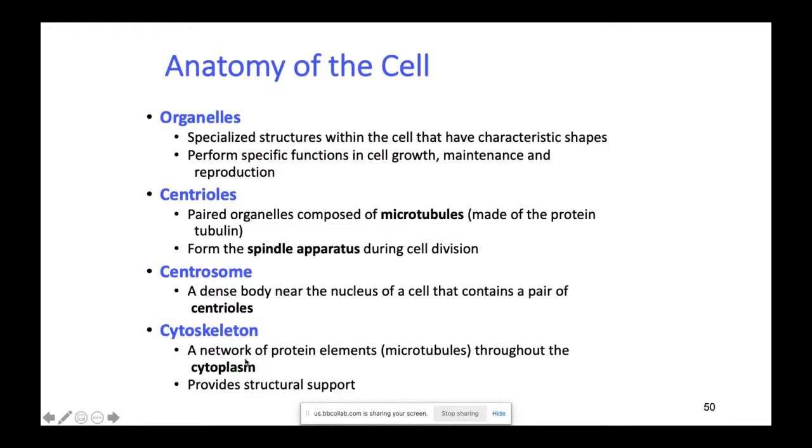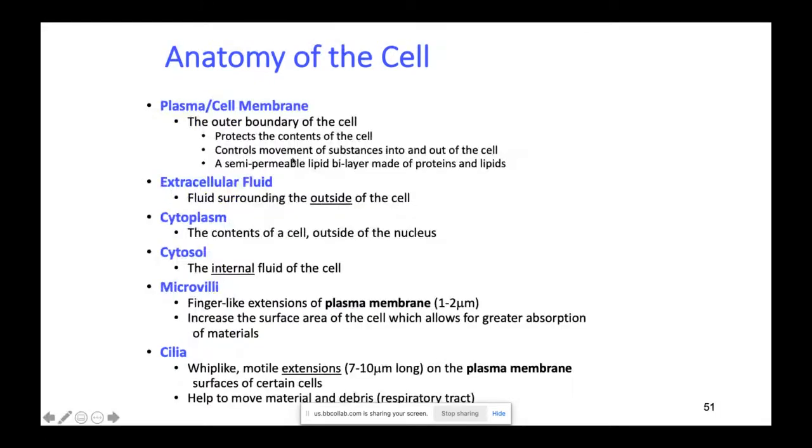The cytoskeleton is a network of protein elements like microtubules and microfilaments and intermediate filaments that are involved in providing structural support for the cell. The plasma membrane is that outer part of the cell membrane. It is a phospholipid bilayer. It controls what goes in and out of the cell.